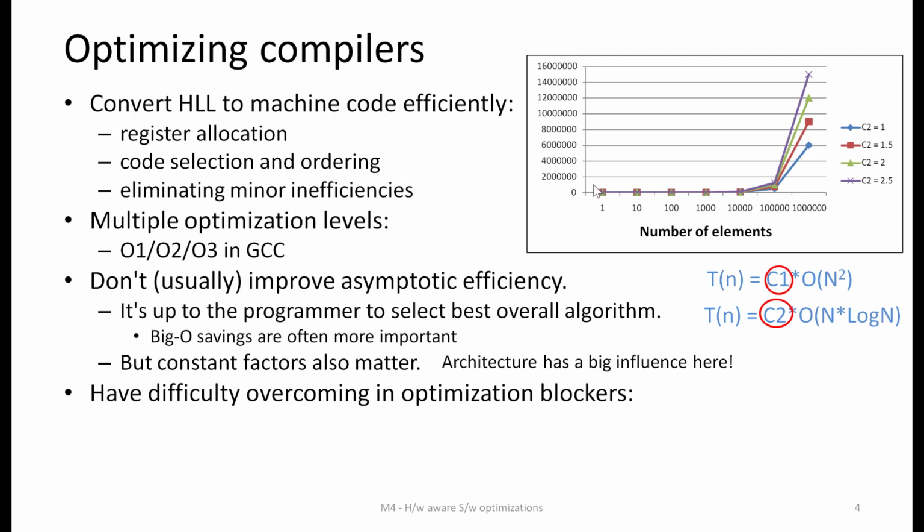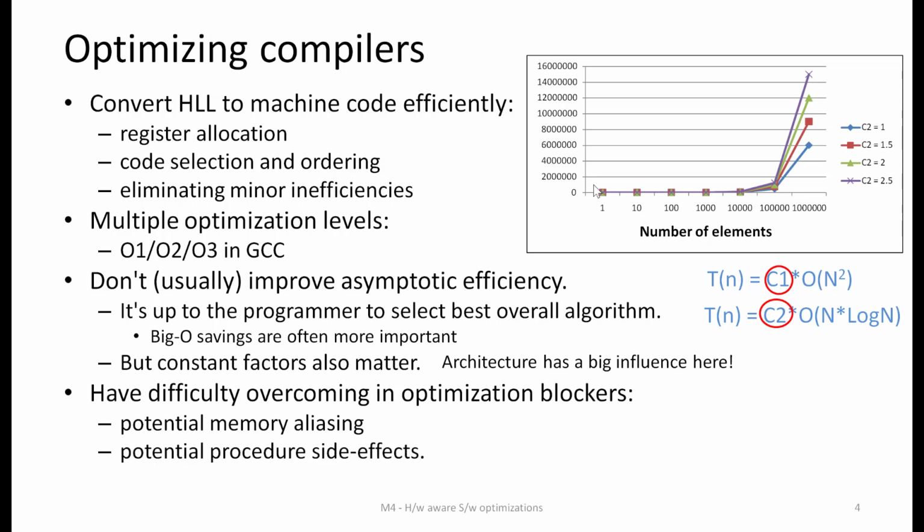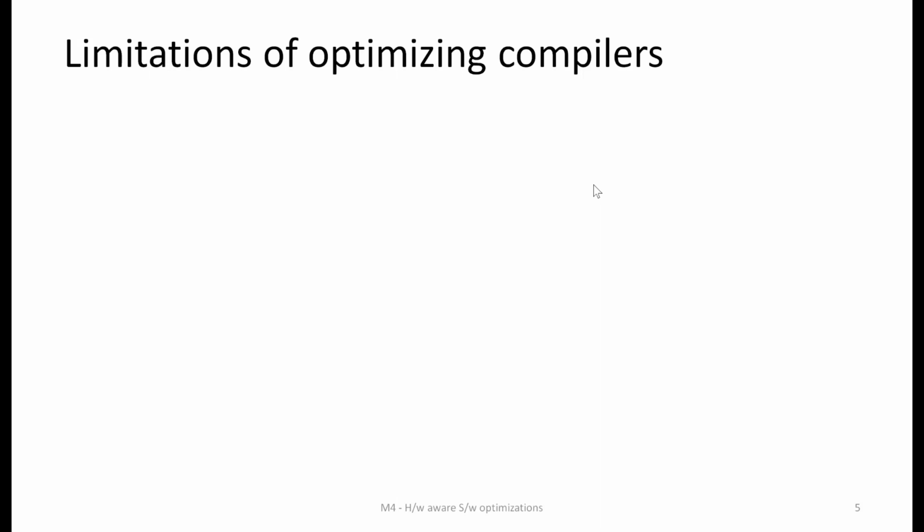So coming back to the optimizing compilers, they have difficulty in overcoming the optimization blockers. I've already mentioned that. The two optimization blockers are memory aliasing and procedure calls. We are going to look at them with a couple of examples now.